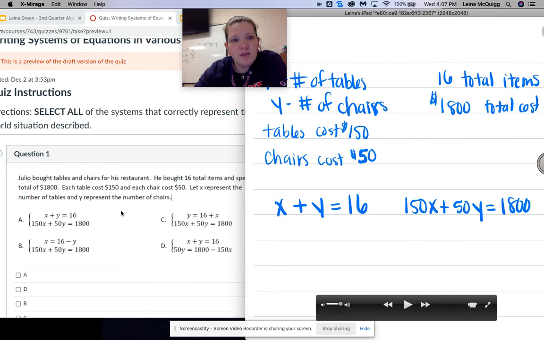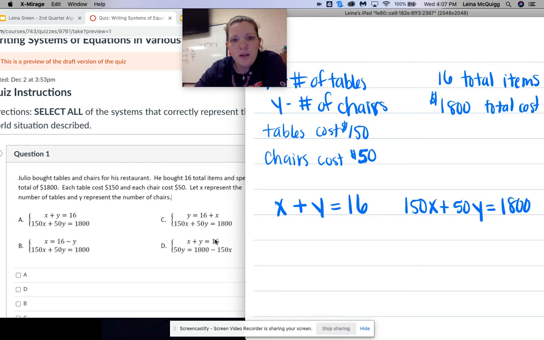So let's look at my equations. We have x plus y equals 16. Well, it looks like A might be an option. D also looks like that. C and B look a little bit different, but let's check our second equation. 150x plus 50y equals 1,800. I'm thinking A is our answer.